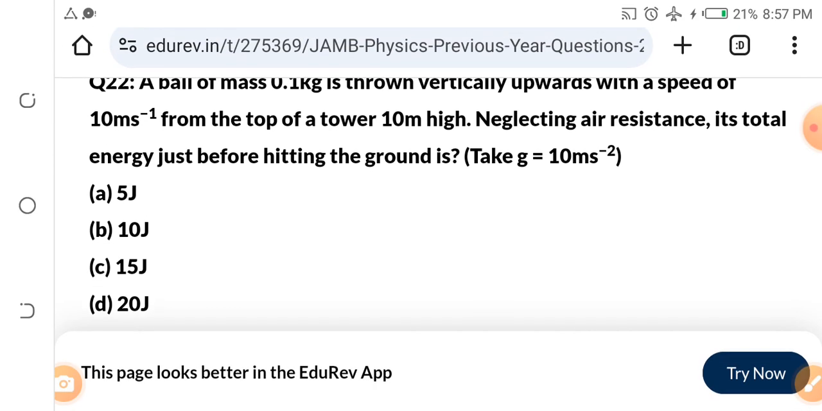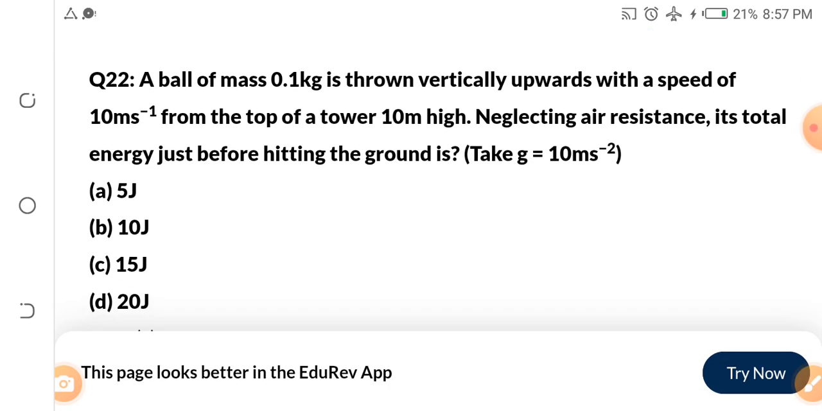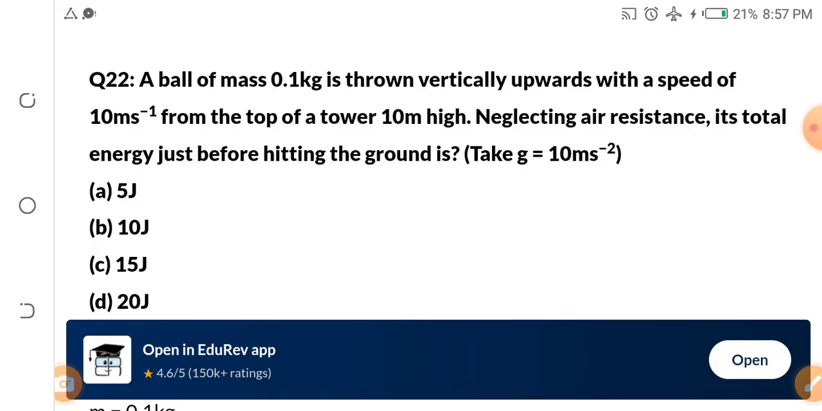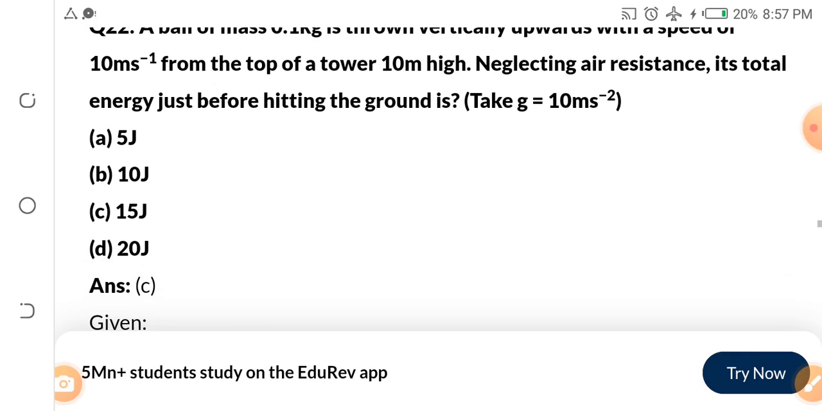Question 22. Remember, we continued this part 17. We continued from where we stopped in part 16. A ball of mass 0.1 kg is thrown vertically upward with a speed of 10 meters per second from the top of a tower 10 meters high. Neglecting air resistance, its total energy just before hitting the ground is dash. Remember that gravitational force is 10 meters per second square. Let's take the question again.